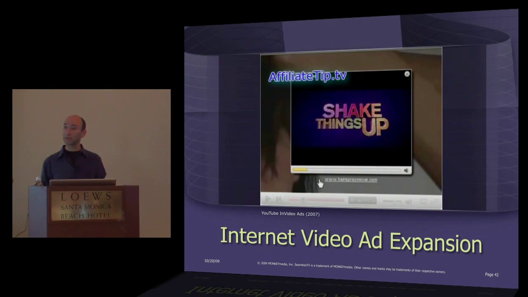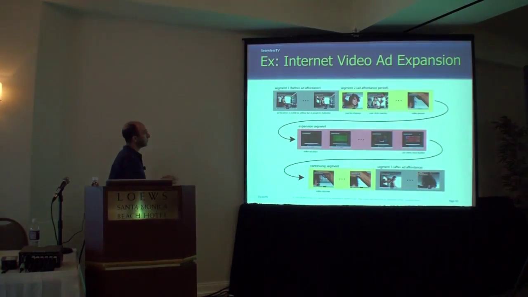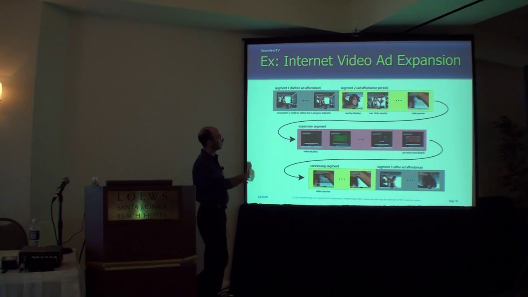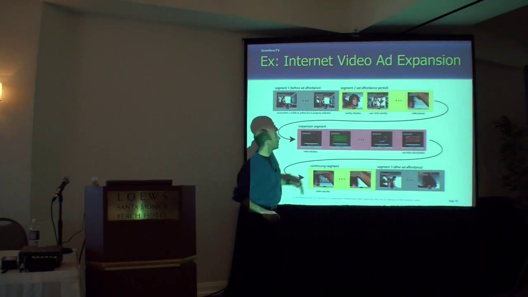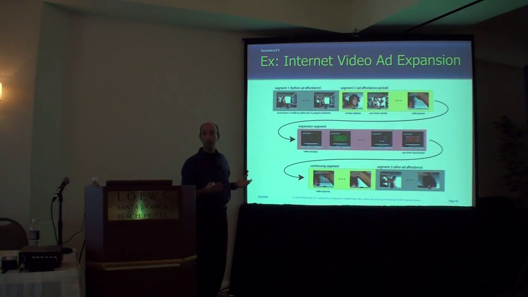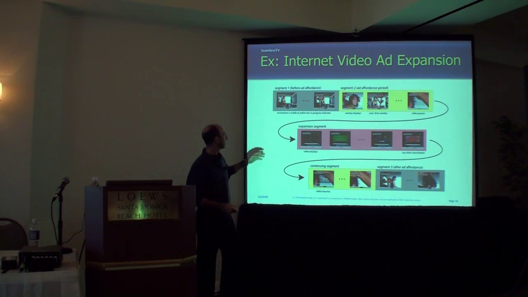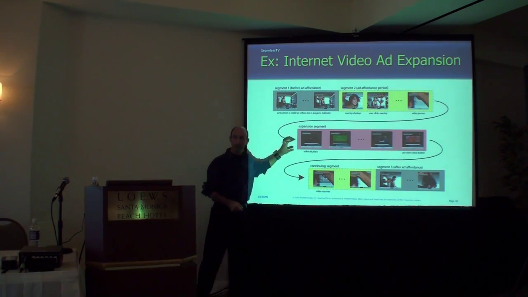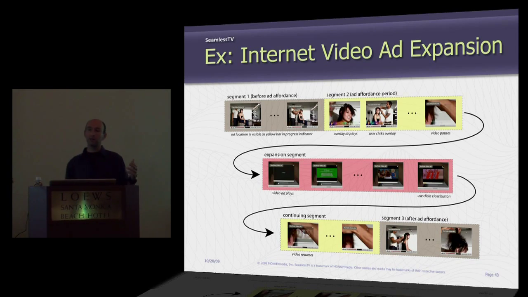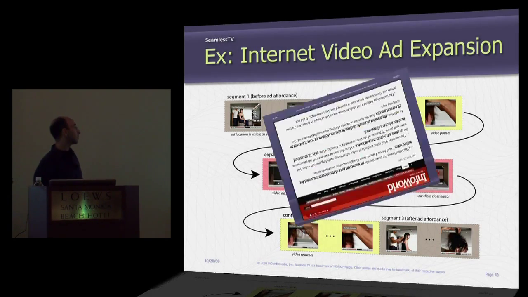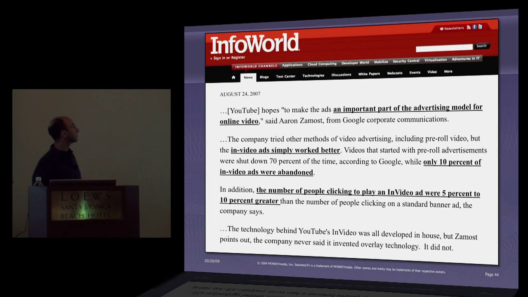Okay. So let's take a look at how that works. The video starts. At some point, we have the affordance come up, and if we were to ignore that, the video would just continue on. But if the user clicks, it'll pause the main video, play the ad in between, and at the end of it, it'll return automatically, or the user can click the close box and it'll come back and continue on where it left off. So what does Google have to say about this?